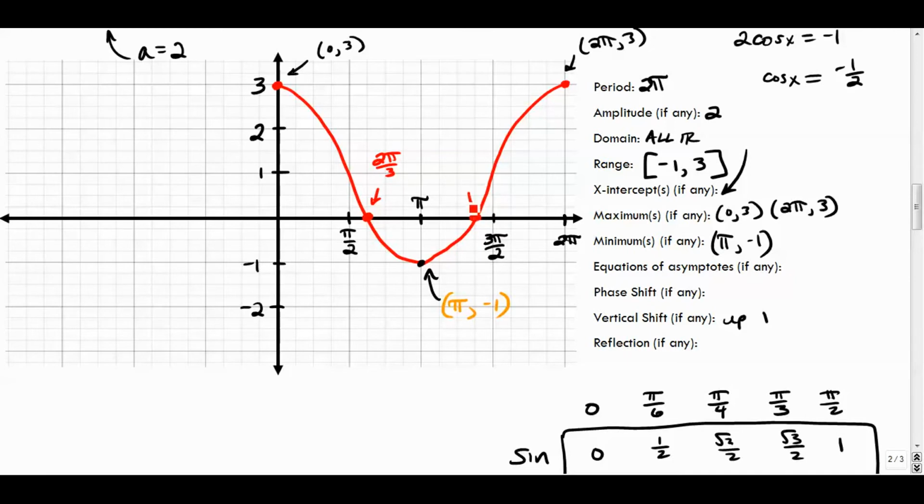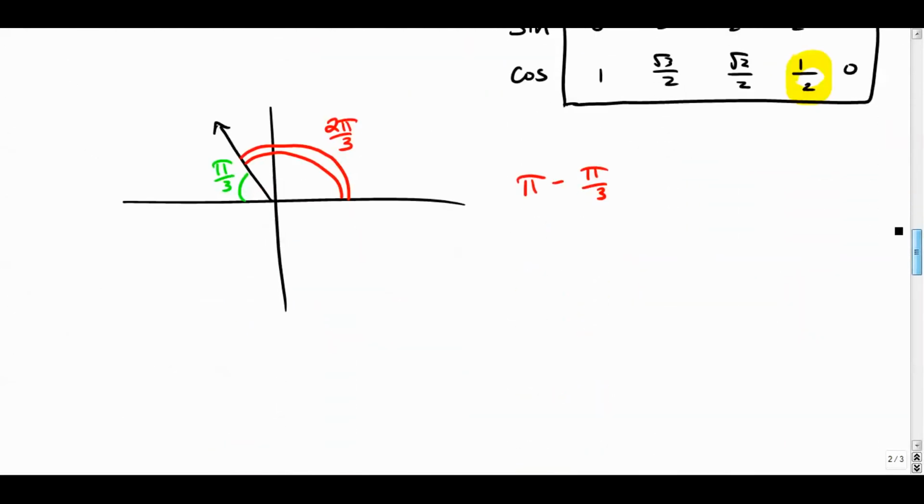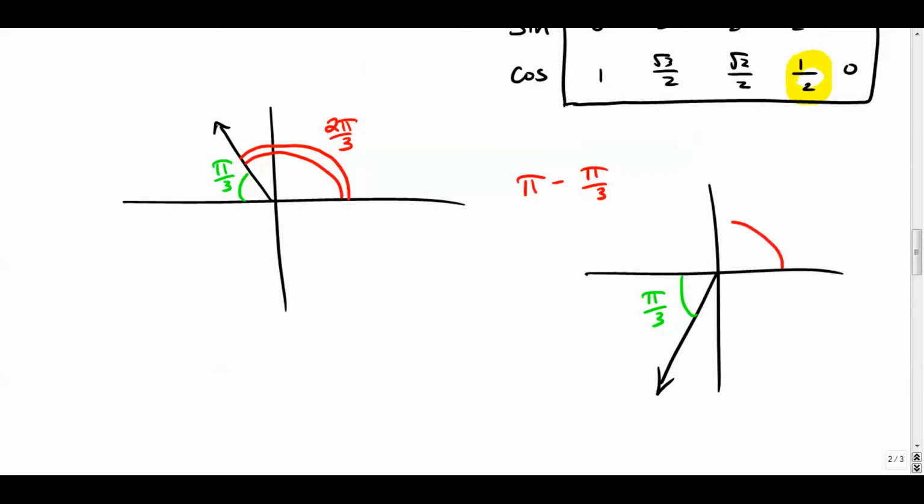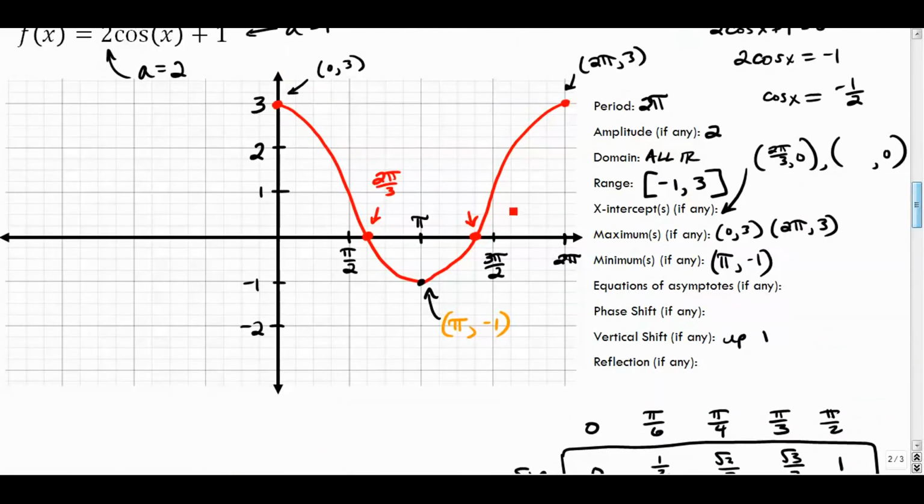Where's this one? Well, that's going to be the quadrant 4 value. So the x-intercepts are (2π/3, 0) and (something, 0). So I need the quadrant 4 equivalent to π/3. In other words, if this is our reference angle, remember our reference angle is always the angle between the x-axis and the terminal side. I want to know what this whole angle is. That whole angle, well, it's going to be π plus π/3. So what's π plus π/3? That's 4π/3. So that's my second x-intercept.